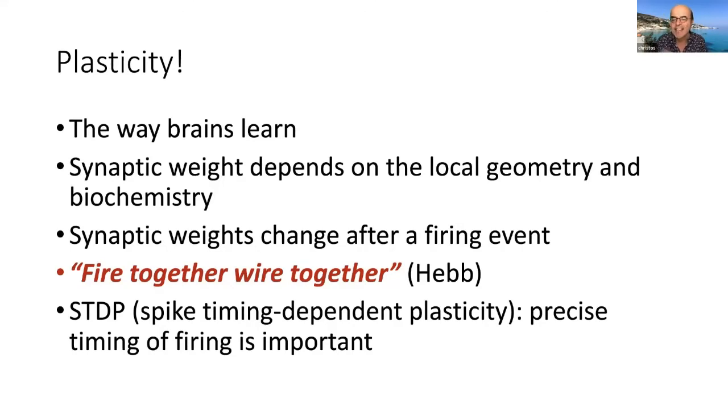And the latest thing, 25 years old, but still people are shocked by this, is something called spike timing dependent plasticity, which says that it's not just what fired and when and what is the local geometry, but also what is the precise timing of this firing relative to the firing of the postsynaptic neuron. This is a very important finding, which has completely changed our understanding of how neurons spike and work over the last quarter century.